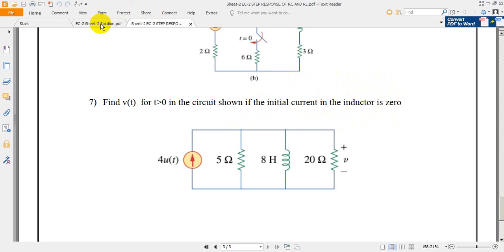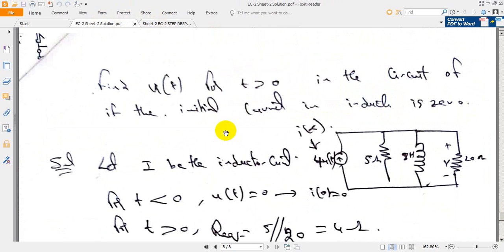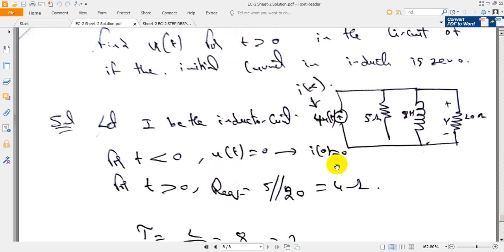Now if you go to the solution, this is the circuit. 4u of t is the step input. It means I of infinity, the final value, is 4 times the unit value. 4 times the unit value is 4 into 1, so you will get 4 amperes. 4 amperes is the final value. And the initial current has been specified as 0. It means you can write I of 0 is equal to 0.